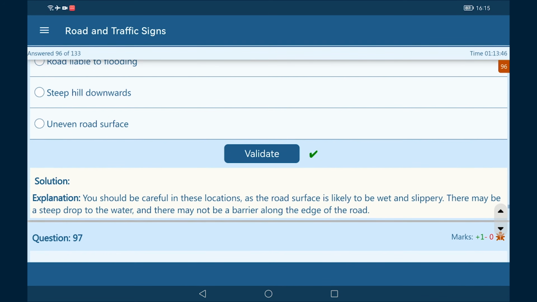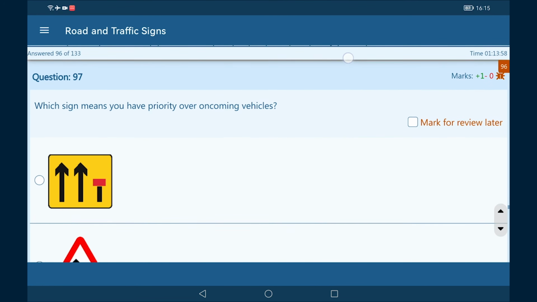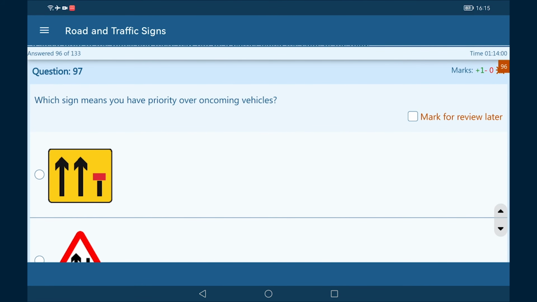Explanation. You should be careful in these locations, as the road surface is likely to be wet and slippery. There may be a steep drop to the water, and there may not be a barrier along the edge of the road. Question 97. Which sign means you have priority over oncoming vehicles?